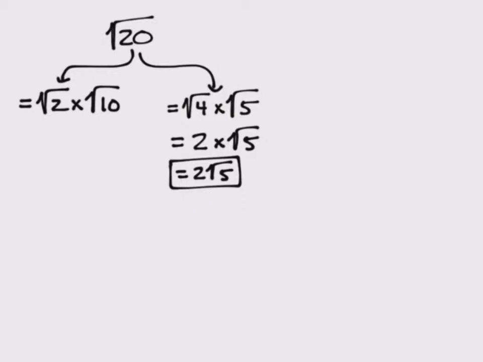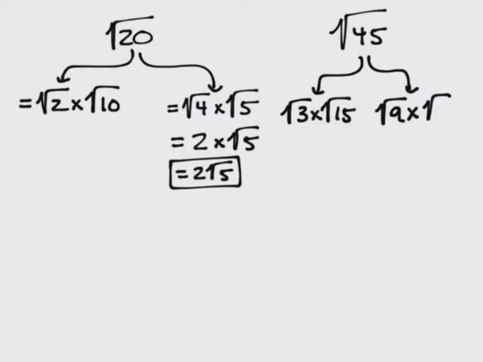Let's try another. How about the square root of 45? Now we want to simplify this expression, which means we need to write something that's exactly the same as the square root of 45, but with as little in the radical as possible. We're going to go about doing this by factoring this and writing it as the product of two square roots. Again, we've got some options. We can write it as the square root of 3 times the square root of 15, or we can write it as the square root of 9 times the square root of 5. And perhaps you can already tell which one of these I strongly prefer.